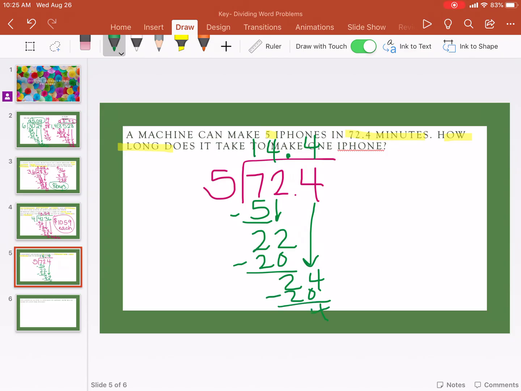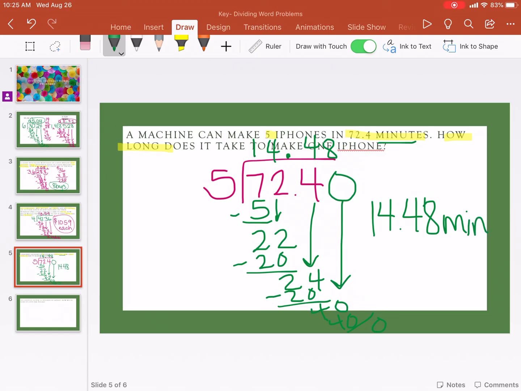4 left over. You need to add a 0 and bring it down. You need to keep going. We're not just going to have a remainder with money. So 5 goes into 40 8 times. 0 left over. So it is going to take 14 and 48/100ths. How long? Minutes. You can put min as your abbreviation. And then make sure you circle it and have your units.